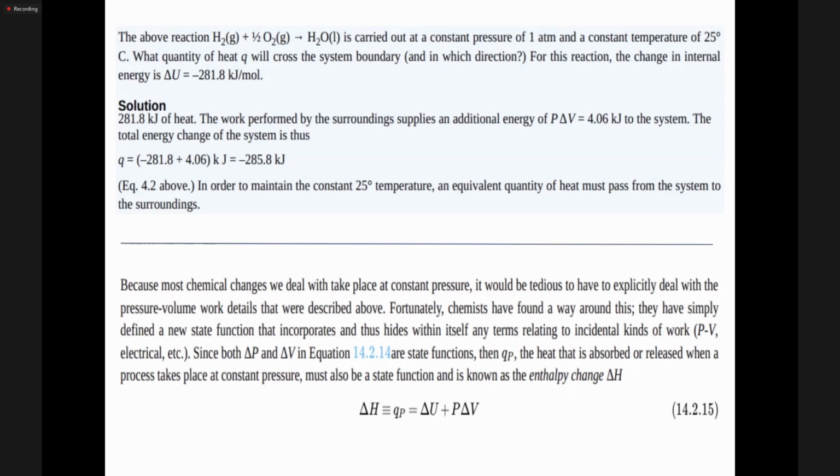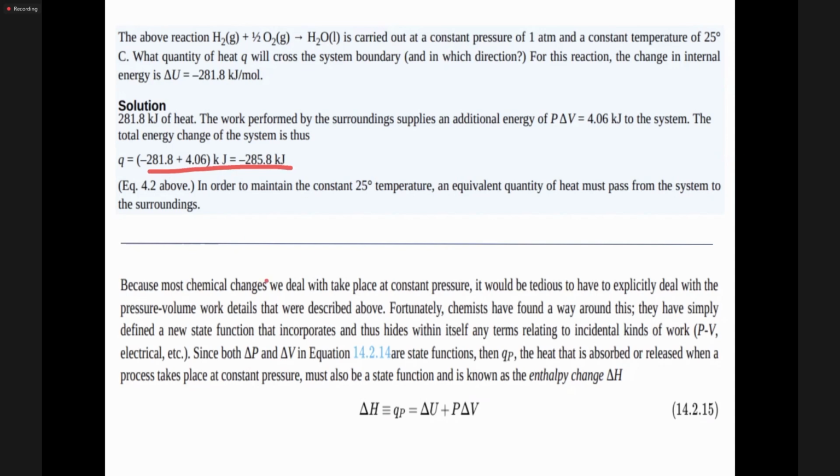The boundary means what is separating the system from the surroundings. Now for this reaction, the change in internal energy, that is delta U, is treated as minus 281.8 kilojoule per mole, which is given. Now 281.8 kilojoule per mole of heat is there. The work performed by the surroundings supplies an additional energy, that is P delta V, to the system. The total energy thus will be Q equal to this much.